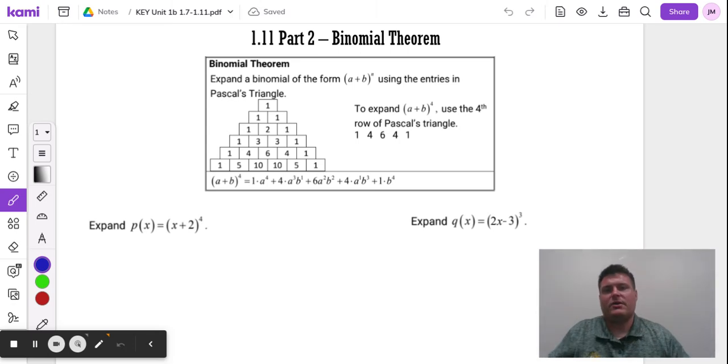Hello, this is Coach Manbauer, and we are on section 1.11 for AP Pre-Calculus. This is just part 2 of 1.11, focusing only on the binomial theorem, so this won't take us too long.